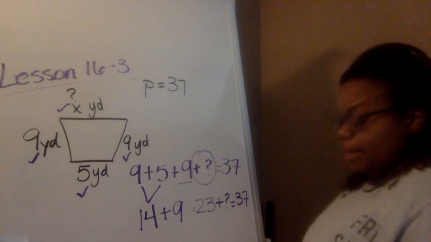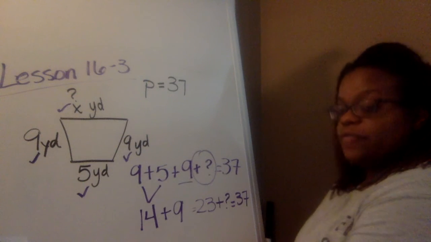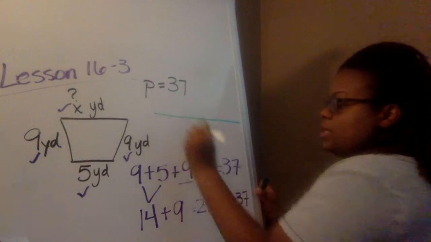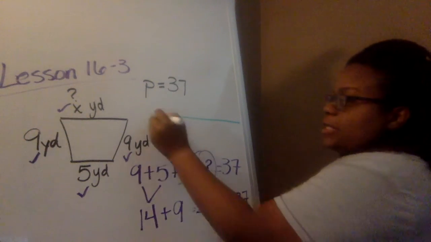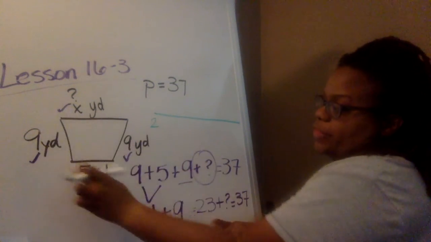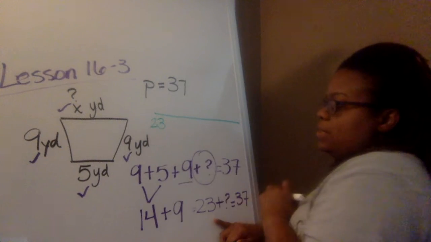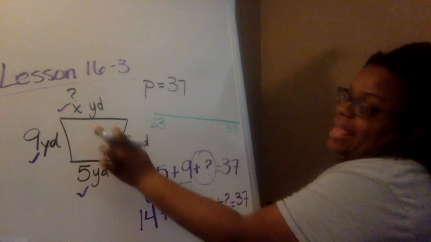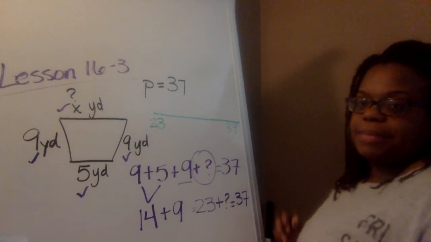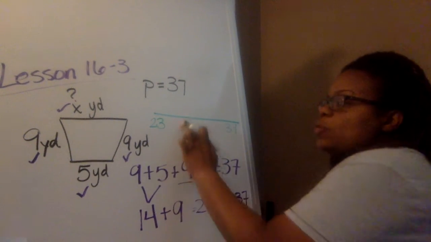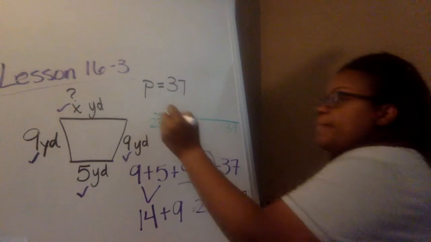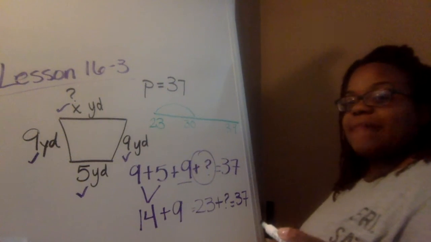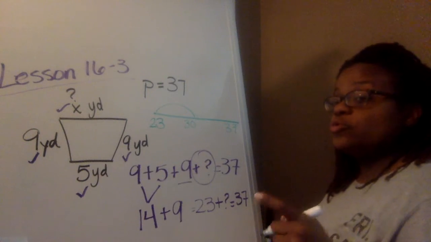37. So I'm going to do just like I did for my last problem. I'm going to make my number line. I'm going to start at 23 because that's how much I have for these 3 sides. And I'm going to end at 37 because I know when I add this last side in, I need to be at 37. So I'm going to go ahead and get to my next friendly number. My next friendly number is 30. So how much do I have to add in order to get to 30?